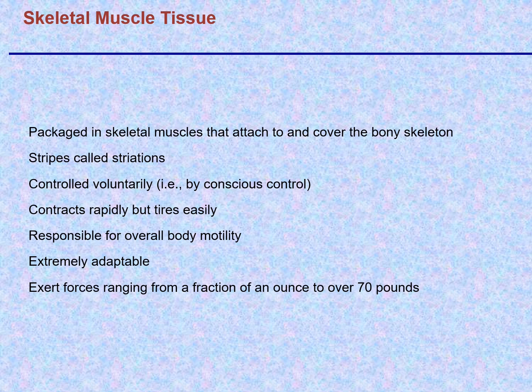Skeletal muscle, of course, is voluntary tissue. It's consciously controlled. It can contract quite rapidly, but it tires easily, and it's responsible for motion of the body parts. Well, it's extremely adaptable. It increases in strength and size with use and decreases if it's not used. But it can actually recover fairly quickly from a period of disuse.